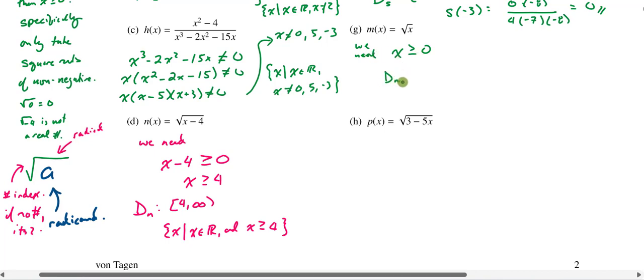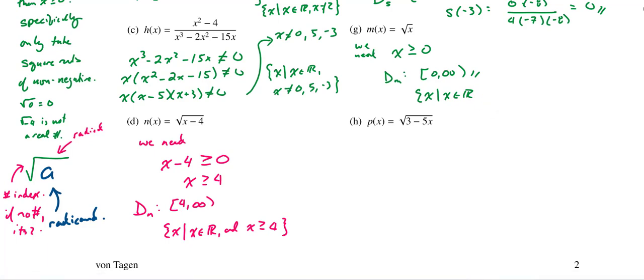So the domain of this function m will be from 0 to infinity in interval notation, and let's also write it in set builder, the set of elements x such that x is any real number. Oops, I'm sorry, and x is greater than 0. That's a mistake there, folks. Let me fix that. And x is greater than or equal to 0.